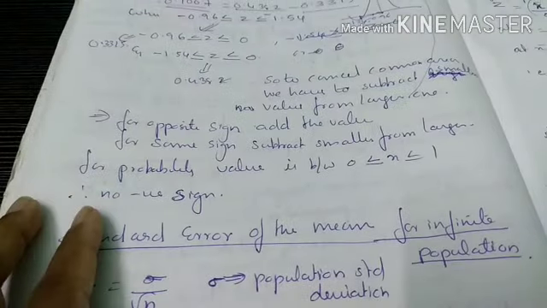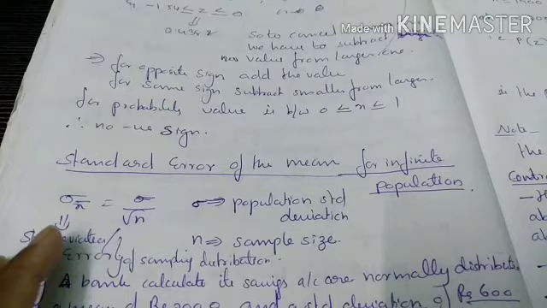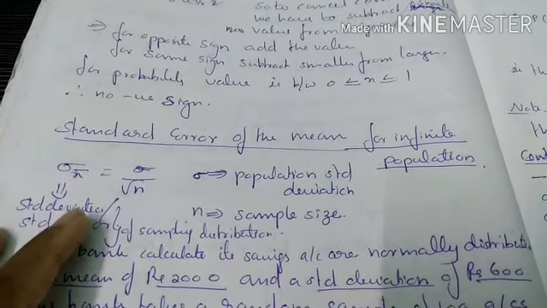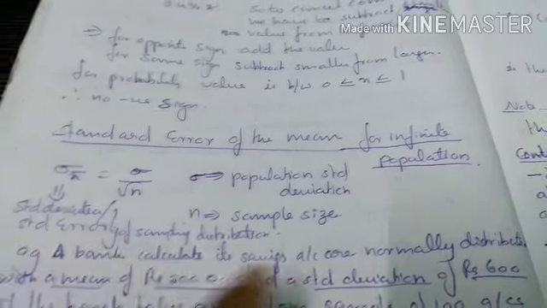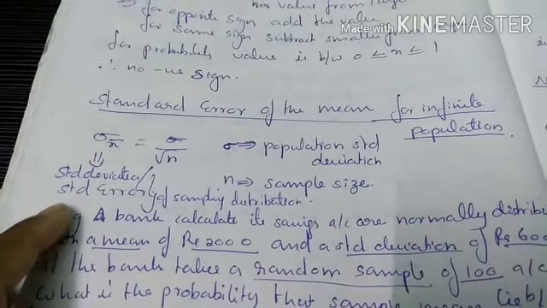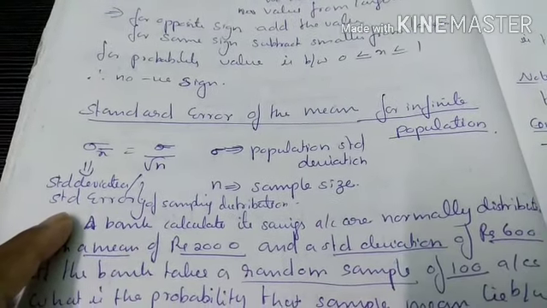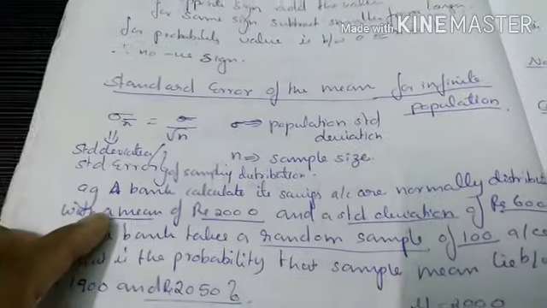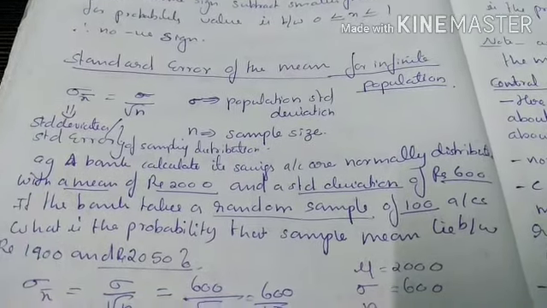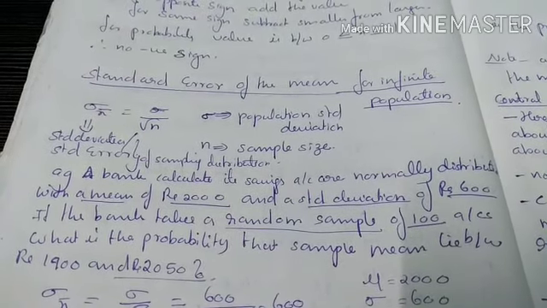And probability has no negative sign because its value is between 0 and 1. Next is standard error of the mean for infinite population. So here sigma x bar equal to sigma by root n, where sigma is the population standard deviation. Standard deviation is also known as standard error, as it is the deviation from the population mean in the sampling distribution.